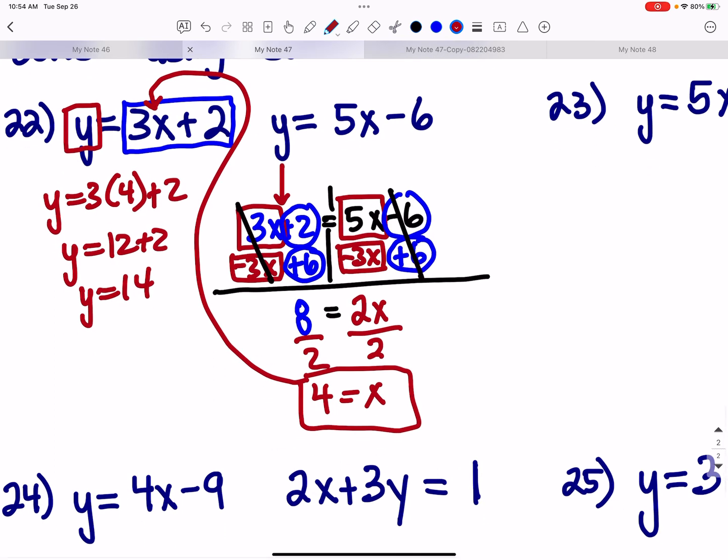So the answer for this one, we always say our x first, that's our red number. X is 4, and then our y is always our blue number, is 14.